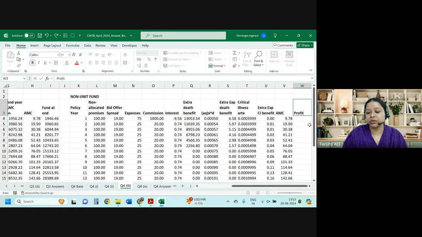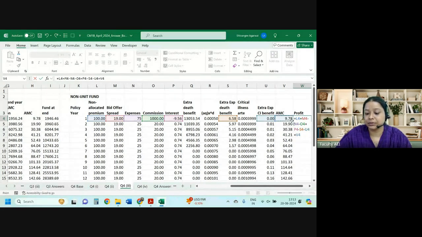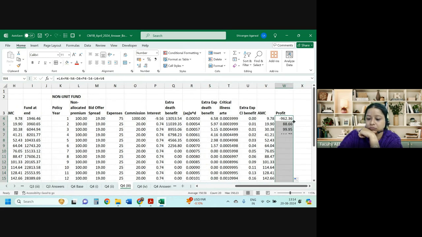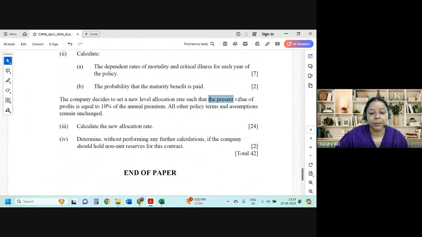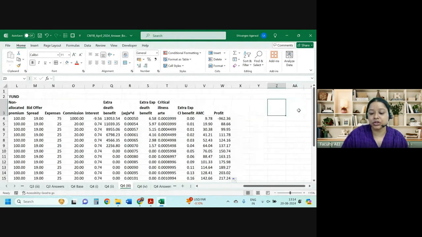After AMC, we can have the profit vector: premium plus bid offer minus expense minus commission plus interest minus extra expected death benefit minus critical illness plus AMC. Have a look. That's your profit. They have mentioned present value of profit, so we need to calculate that, basically profit signature and NPV.